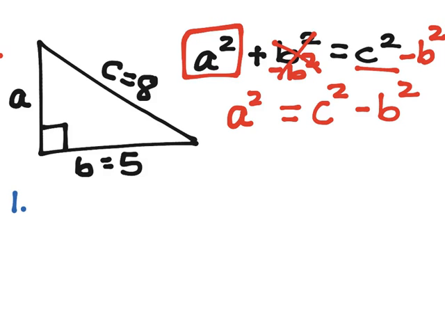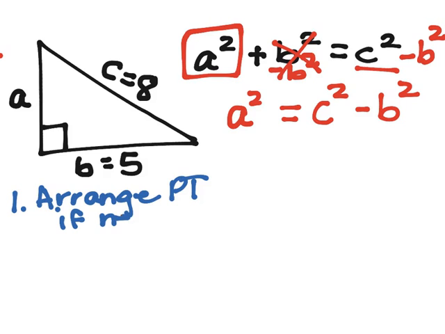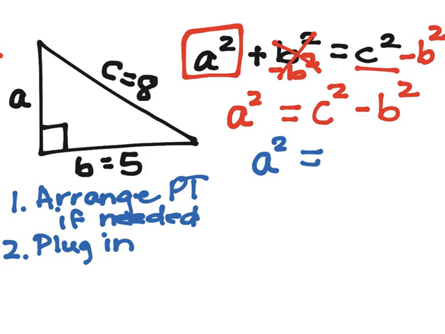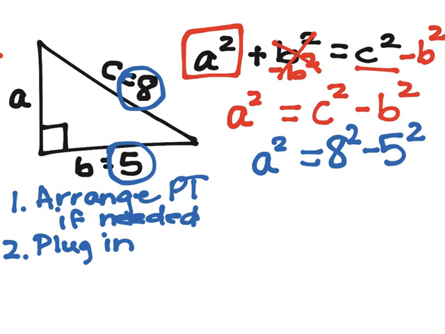So our first step is to rearrange the Pythagorean theorem if needed. Sometimes you may be solving for C and you don't need to change it. Our second step would be to plug in the values that we know. A we do not know, so we're going to bring that down. C is 8, so we're going to replace C with 8 and leave that squared. Then I'm going to subtract b, which is 5, so subtract 5 squared.